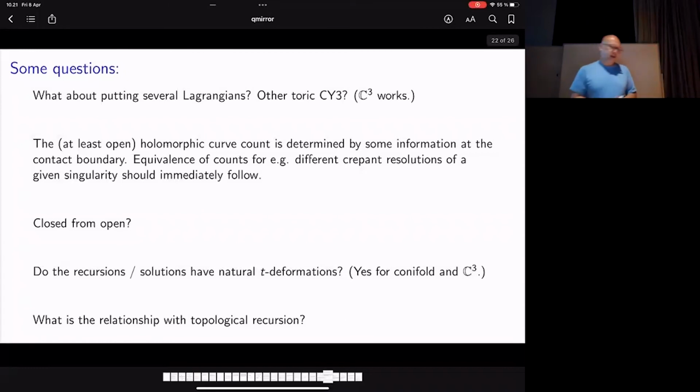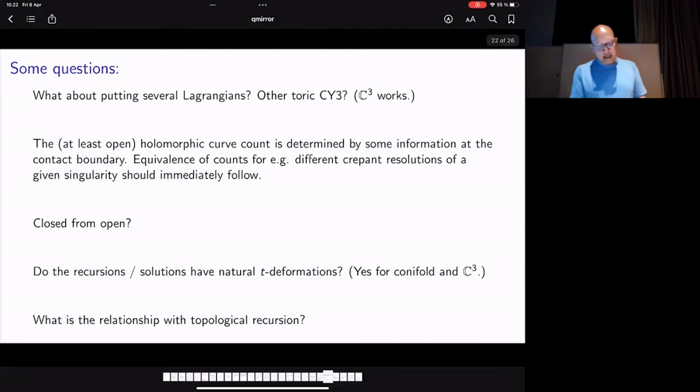Something I don't have a clear idea about how to do: here, I was only counting curves with boundary. It was disconnected curves, and every component had to have a boundary. And you can ask, is it possible, by some similar abstract argument, to extract a formula for the closed curve count from the open curve count? I don't know how to do that.